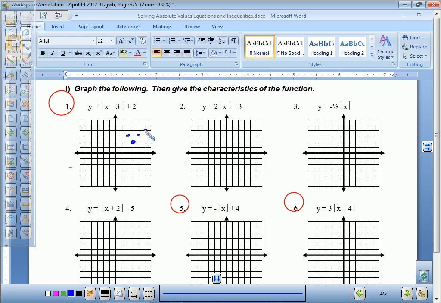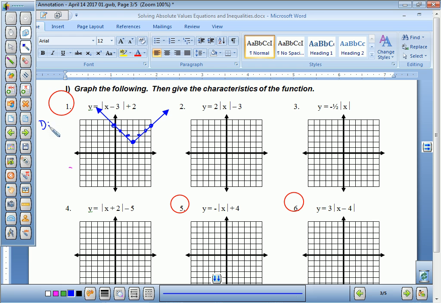The absolute value of 2 is 2. The absolute value of negative 2 is 2. So if I go right 1, up 1, right 2, up 2, left 1, up 1, left 2, up 2. If I went left 3, I'd go up 3. Right 3, up 3. Those are the absolute values of those moves. So this is that function. That is how it looks.